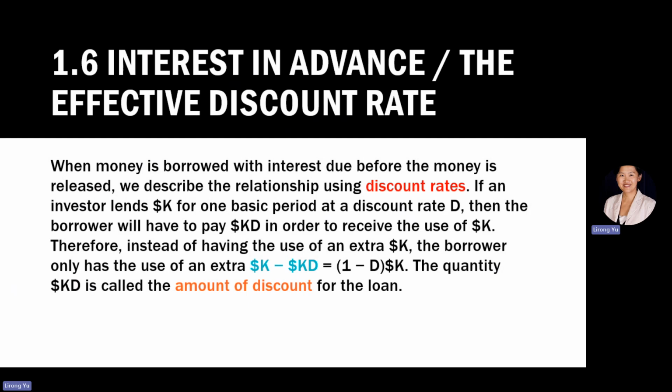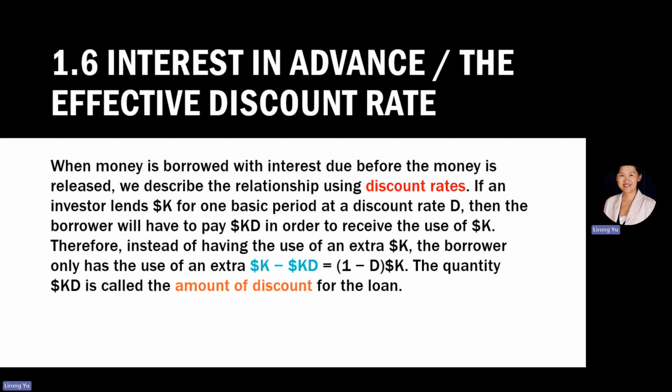All right, when money is borrowed with interest due before the money is released, we describe the relation using a discount rate. If an investor lent K for one basic period at discount rate D, then the borrower will have to pay K times D in order to receive the use of K. Instead of having the use of an extra K, the borrower only has the use of an extra K minus KD. So here the D is called the discount rate. The quantity K times D is called the amount of discount for the loan.